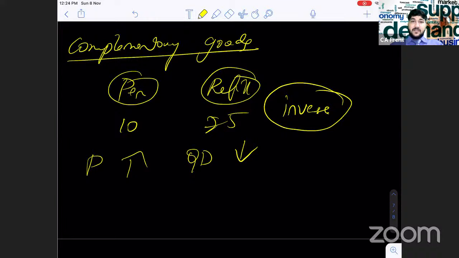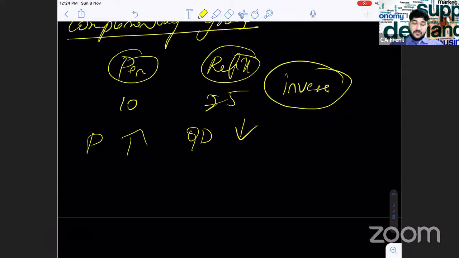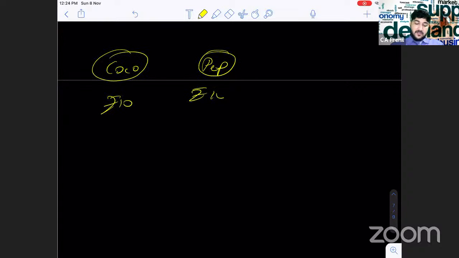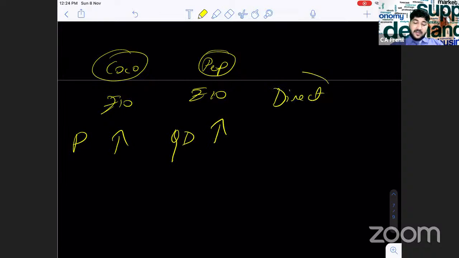What kind of relationship do competitive goods or substitutes have? Substitutes like Coca-Cola and Pepsi. Coca-Cola's price is 10, Pepsi's price is also 10. Coca-Cola's price increases. What happens to the quantity demanded of Pepsi? If Coca-Cola increases the price, people will stop using Coca-Cola and they start buying what? Pepsi. So the quantity demanded increases. So here there is a direct relationship. You have to remember this. Next.